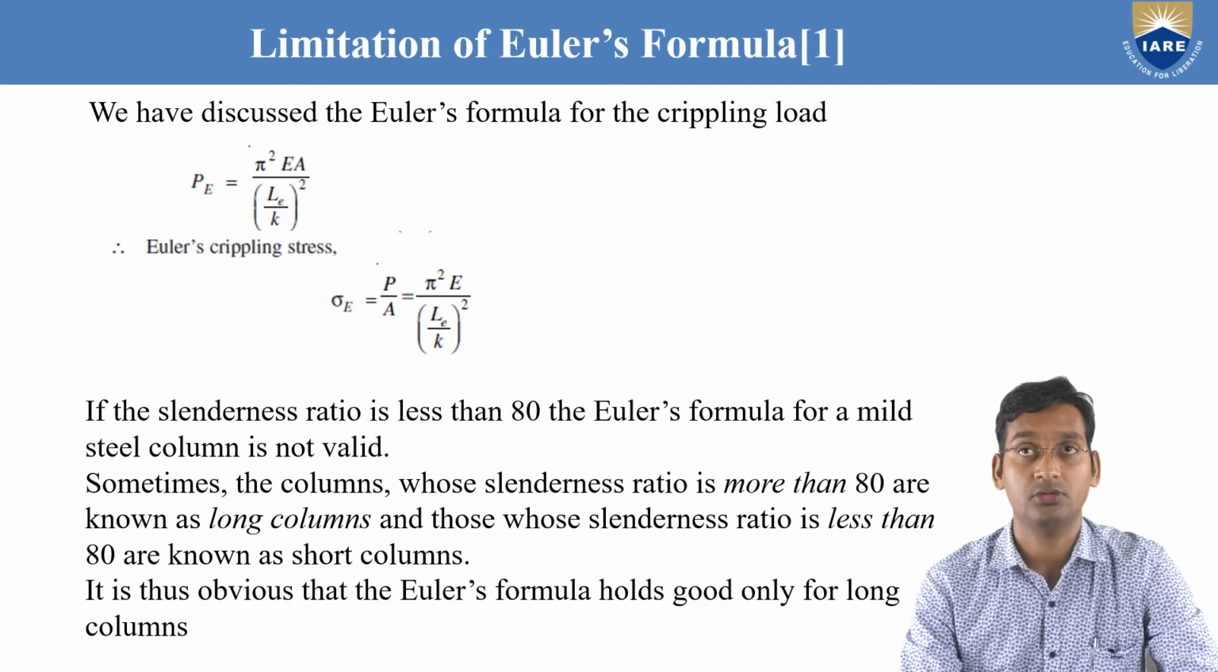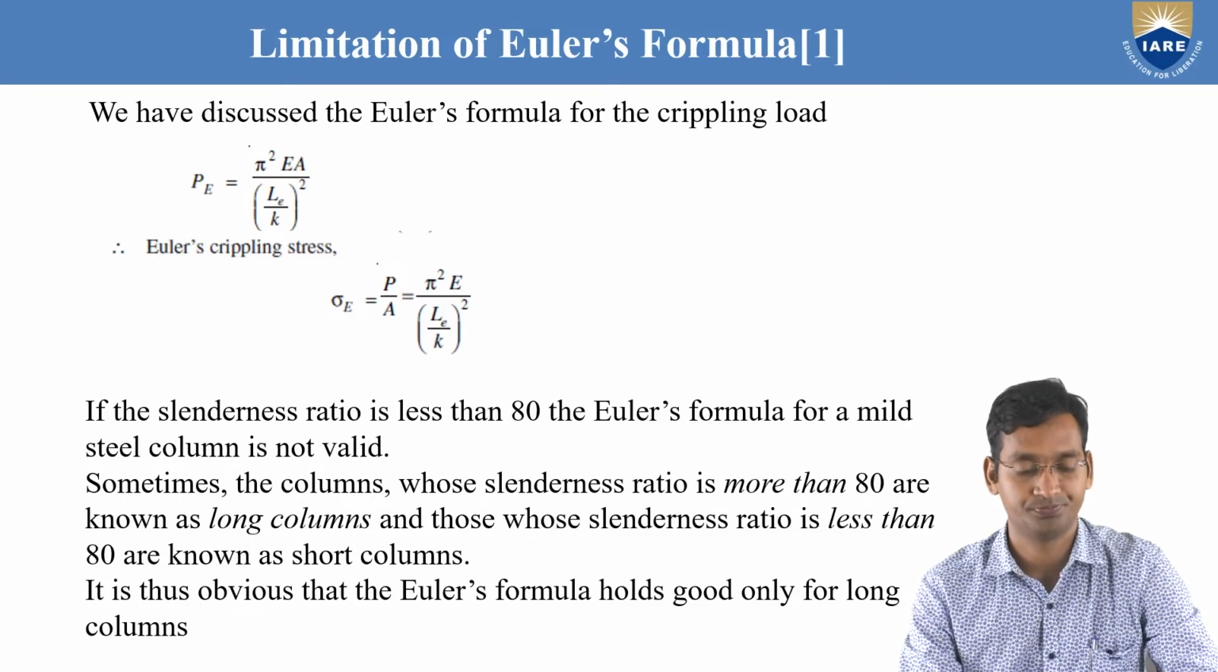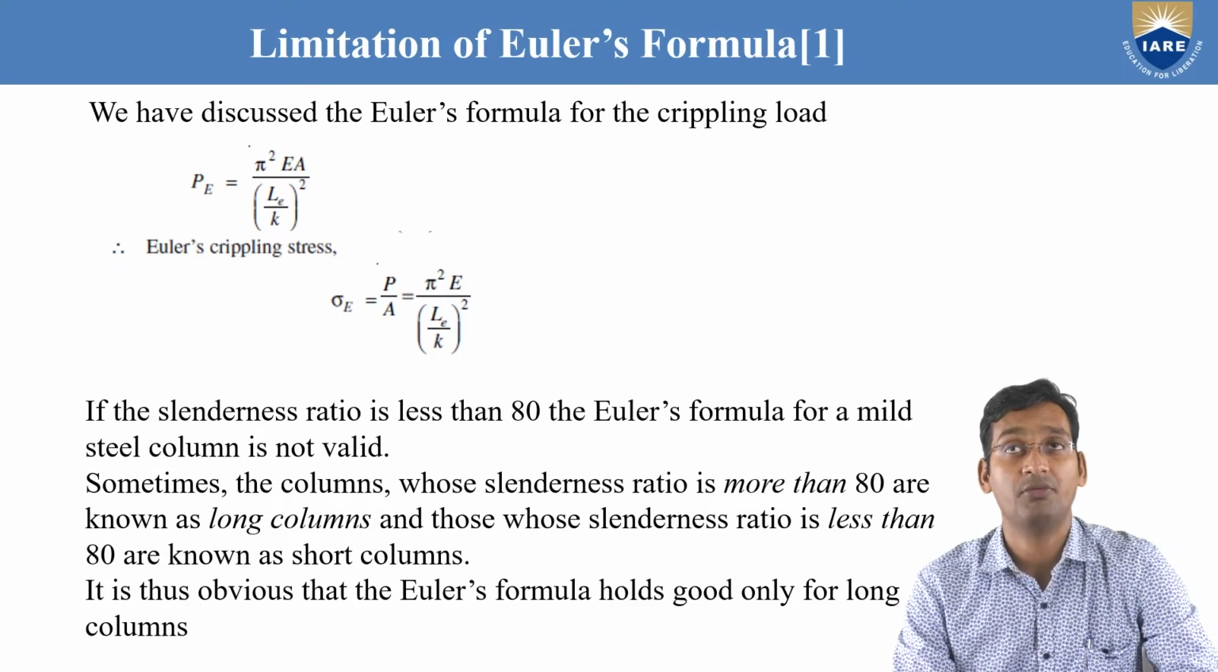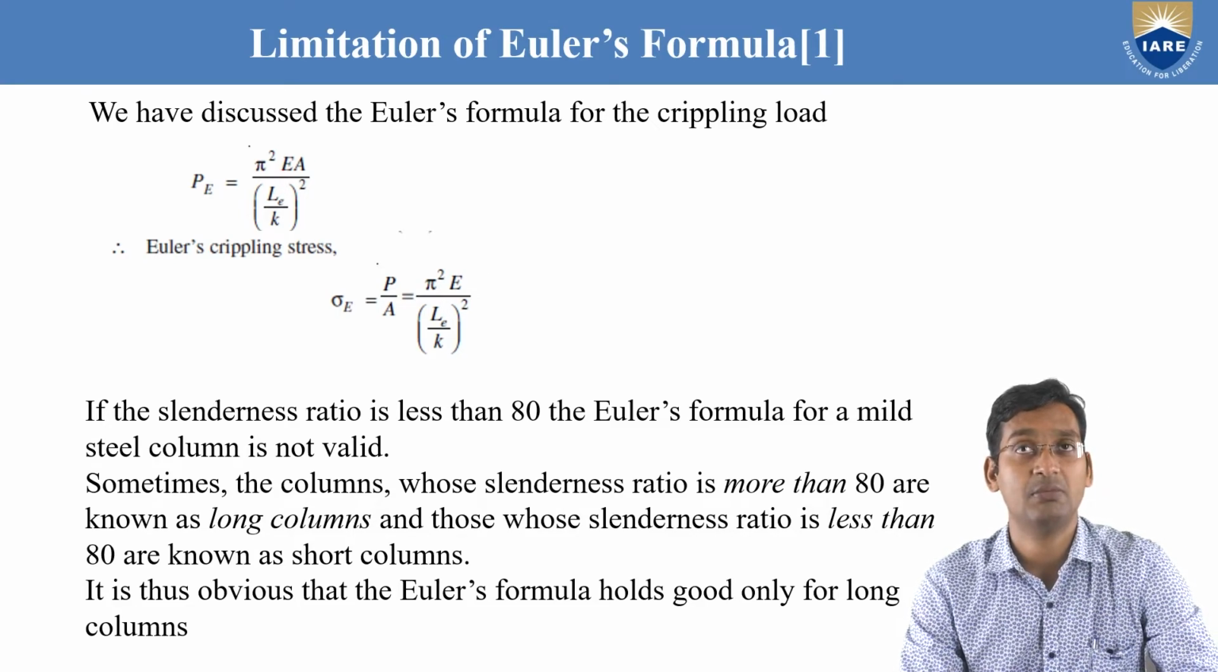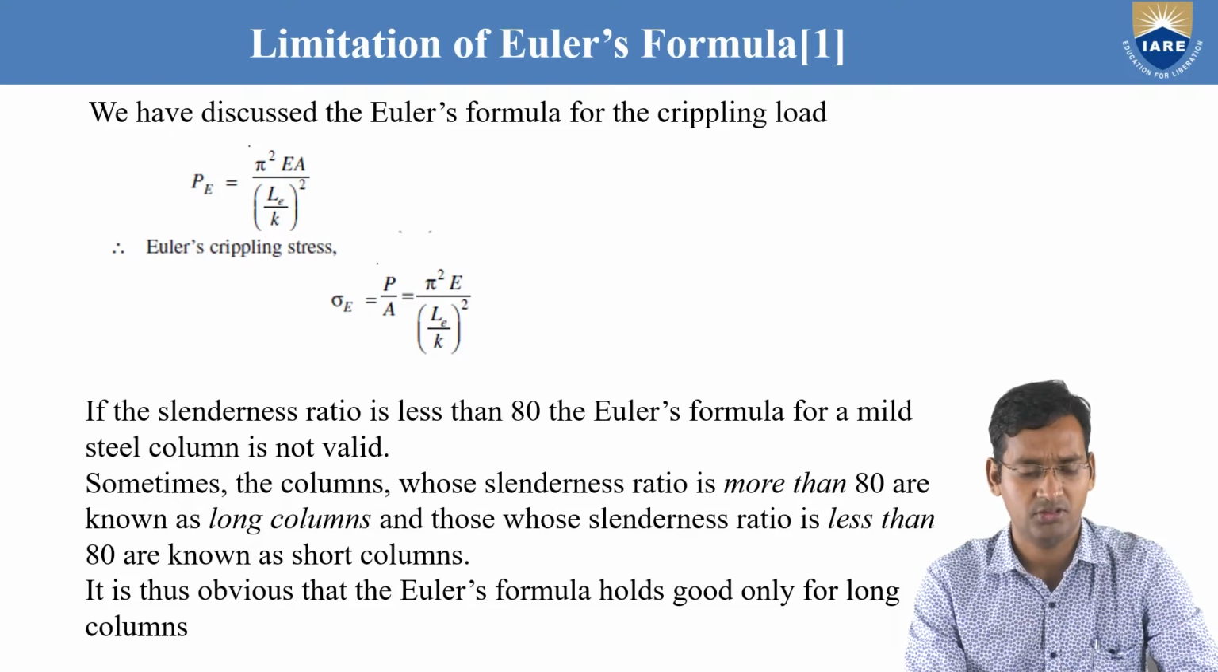Okay. So now, limitations of Euler's formula. We have discussed the Euler formula for the crippling load, that is P equals pi square EA by (LE by K) whole square. So now the same thing, just Euler's crippling stress. So what is that? Stress is P by A.